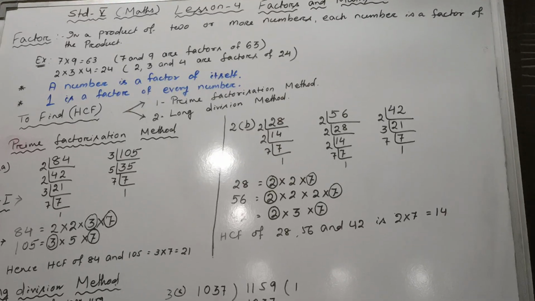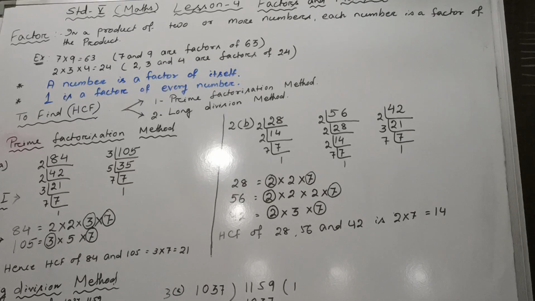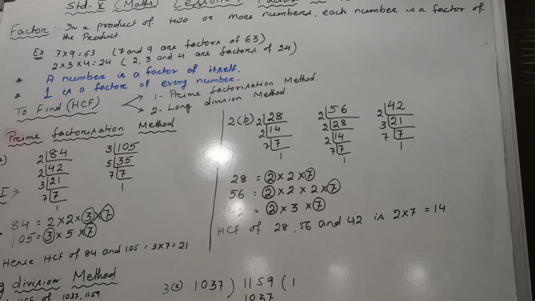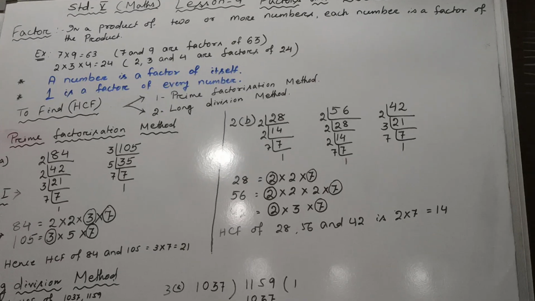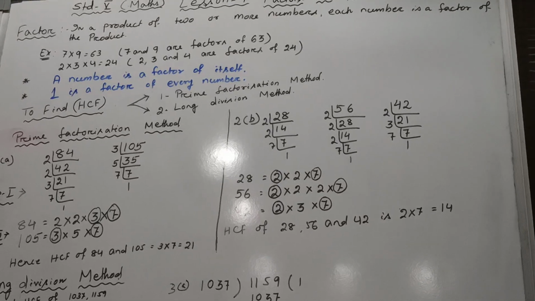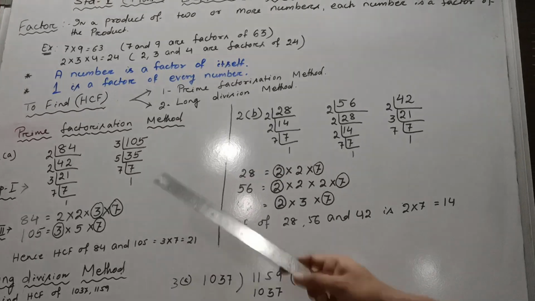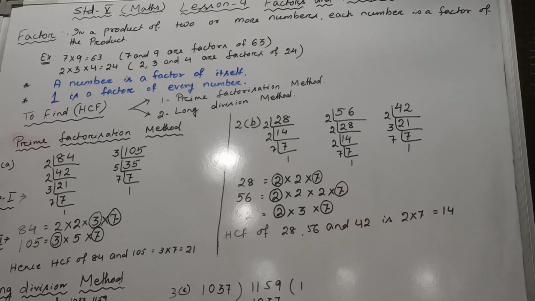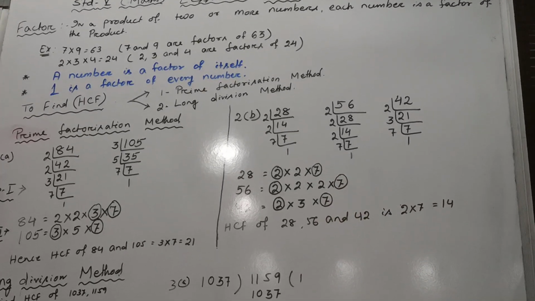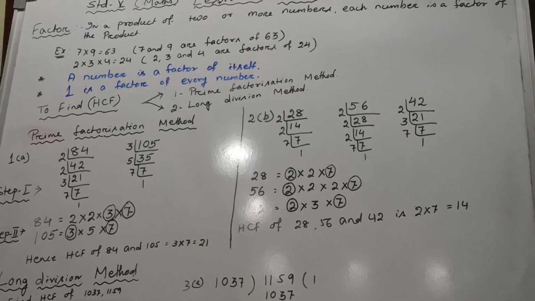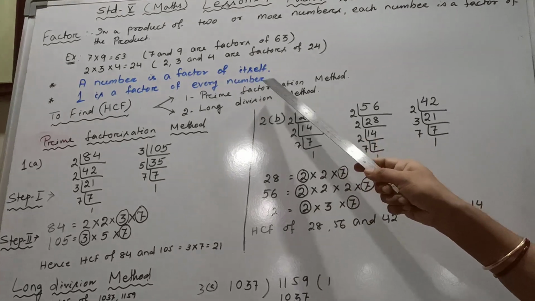A number is a factor of itself. That means a number is divisible by itself. That's why a number is a factor of itself. 1 is a factor of every number. Why is 1 a factor of every number? Because every number is divisible by 1. These two are always true.